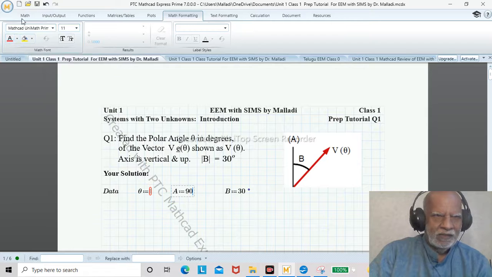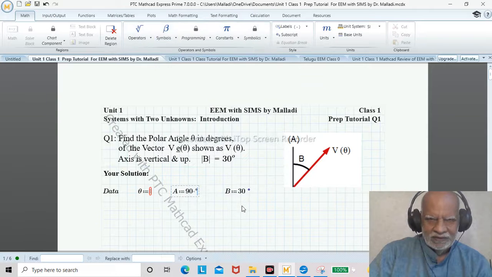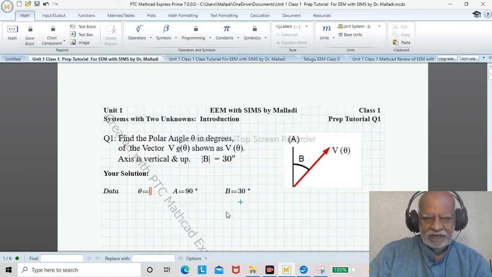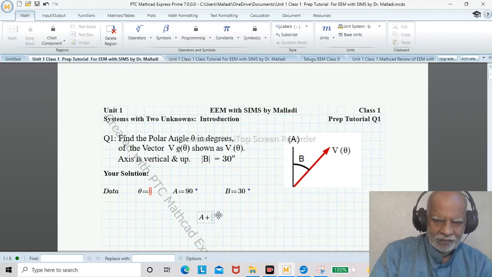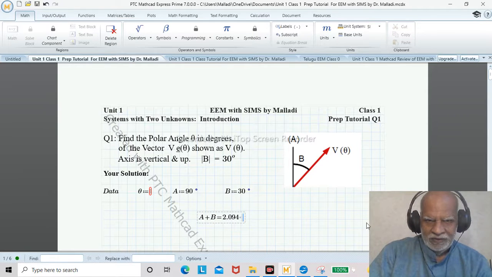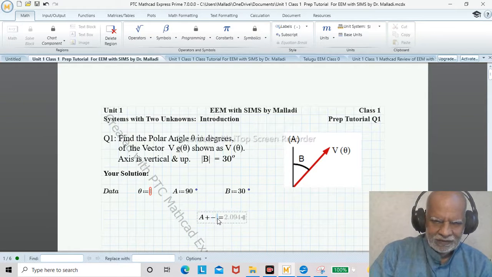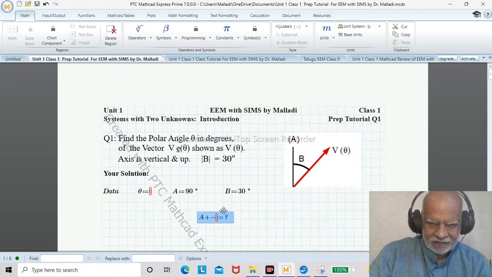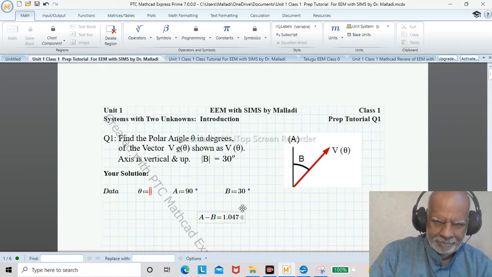I go to math here and then choose the degrees here. In this format, all I can do is say A plus B is equal to, so is it A plus B? No, it is A minus B. So I will change it here. A minus B is equal to.